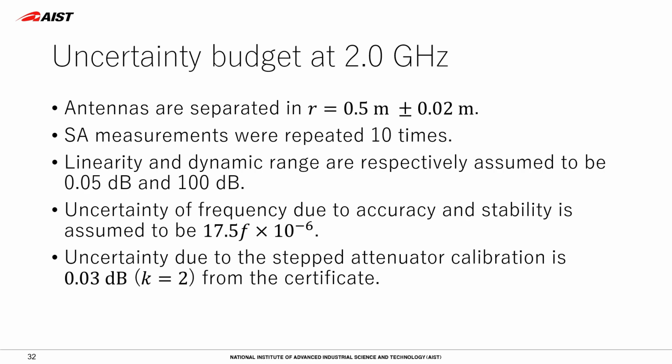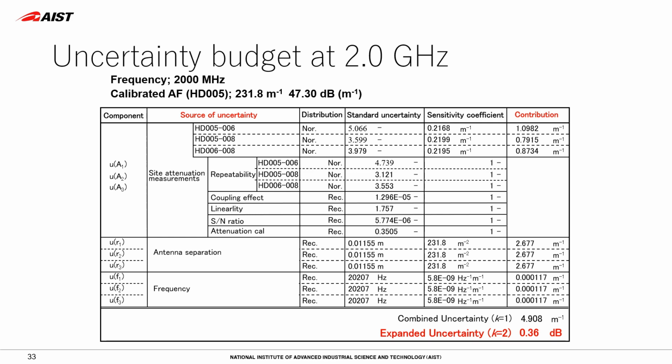To carry out a more practical uncertainty estimation, some important quantities such as dynamic range and frequency accuracy were picked up from the VNA specifications. The measured side attenuations were collected by using a calibrated stepped attenuator, and its calibration uncertainty was 0.03 dB with a coverage factor K of 2. K equal to 2 covers 95% of data approximately. Due to the time limitation, I should omit a detailed explanation on each item.